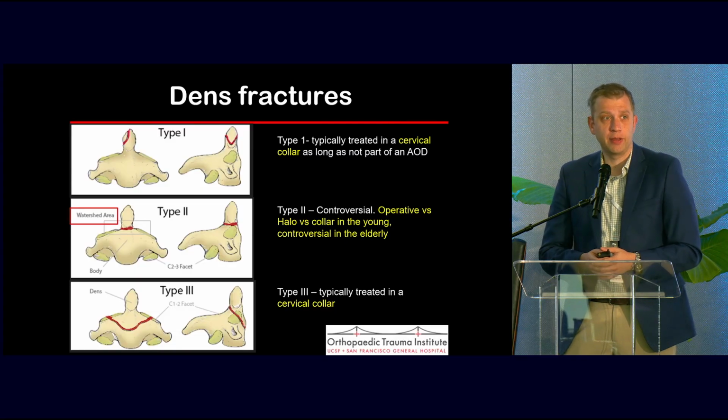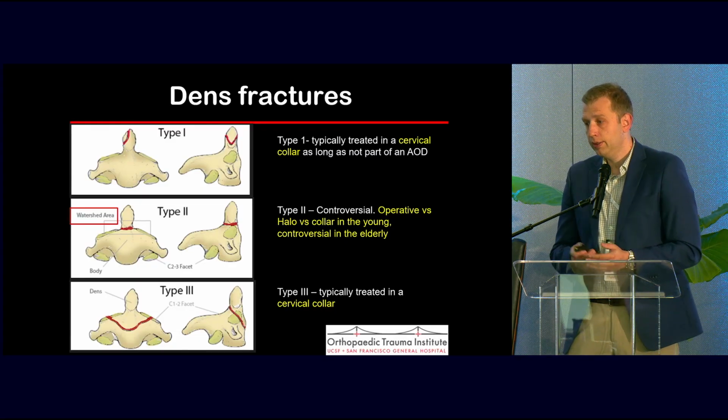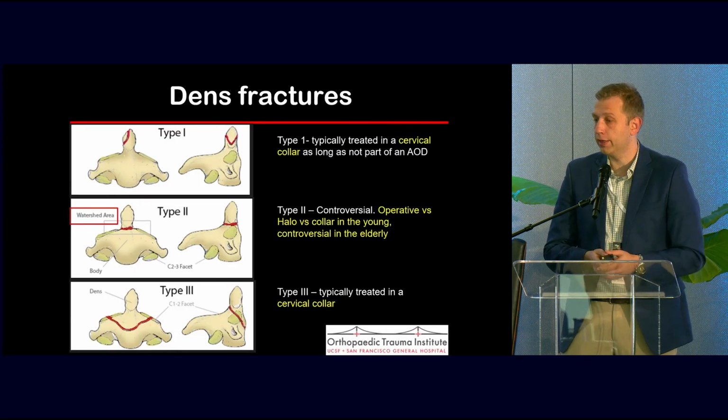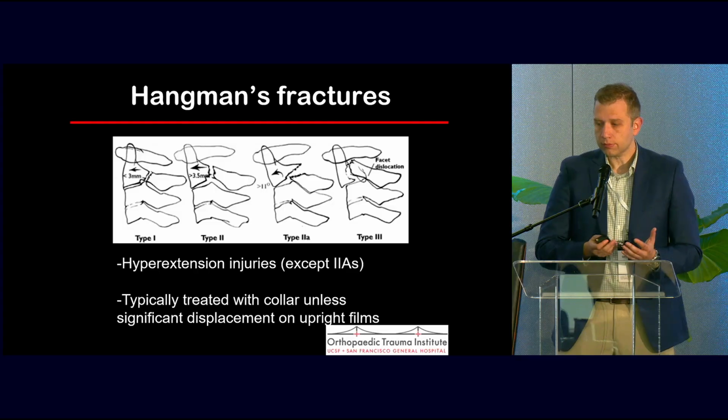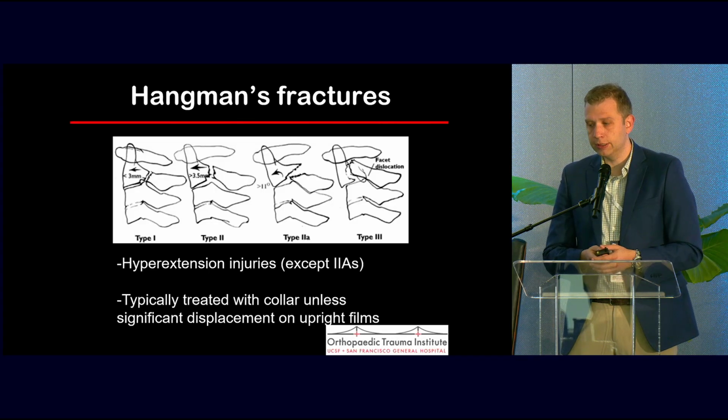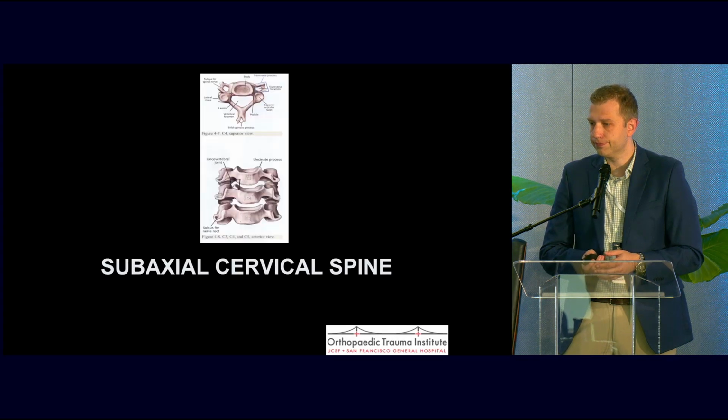Type 2s are kind of the femoral neck of the cervical spine. They're controversial, and there's a lot of literature discussing how to manage them. Type 3s are generally treated in the cervical collar. Hangman's fractures are typically treated with a collar unless there is significant displacement on upright films.